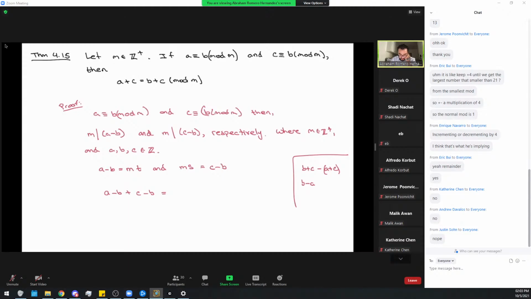M divides B minus, oh, wow. This is B minus A. No, I had it right. A minus B, and that's C minus B. No, I had that right. Okay. A minus B, C minus B. A minus B is equal to M times T, and MS is equal to C minus B.